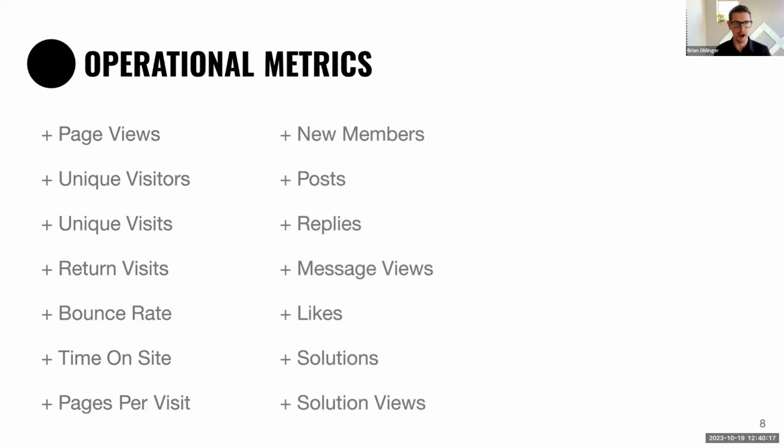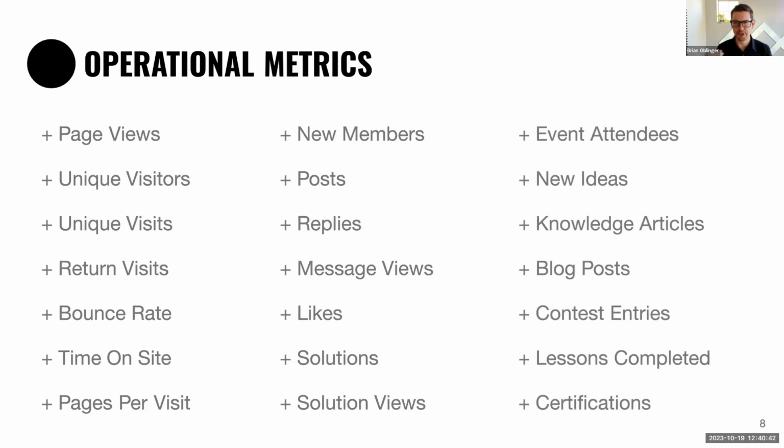The second tranche of operational metrics are all the typical things you'd expect. Some of you already said these, right? Like how many new members do we have? How many posts are happening? What are people looking at? What do they like? If you have functionality to mark things as best answer or solution or whatever term you use, we often want to see that. So we have the classic web metrics, we have the classic community metrics, and then the third tranche is everything else. Some of you mentioned events and ideas and how are people consuming different types of content? If we've integrated learning, we might want to know how many lessons are completed or how many certifications have been accomplished.